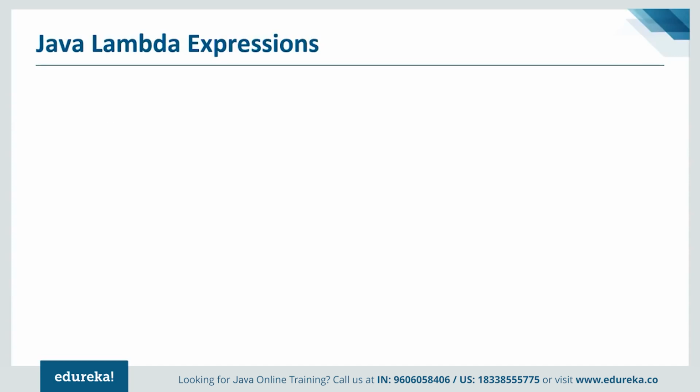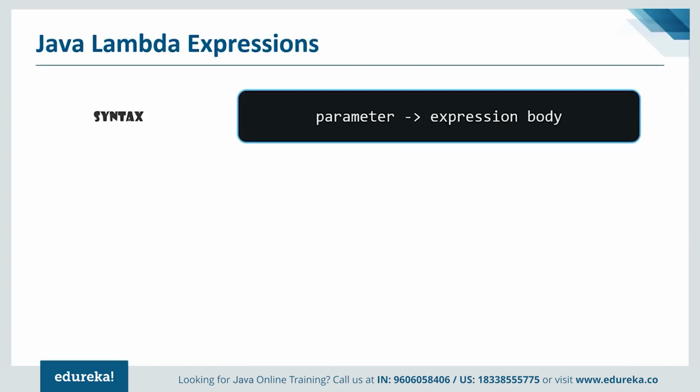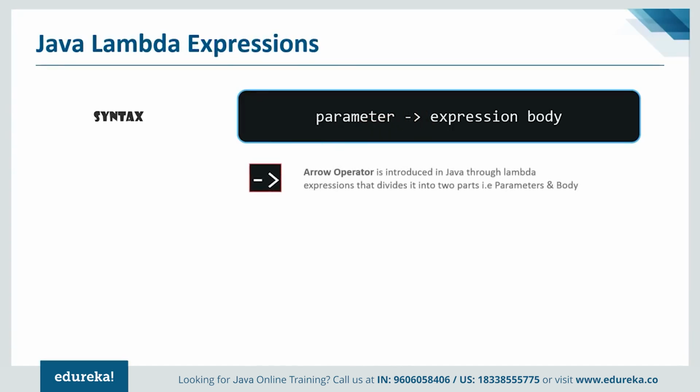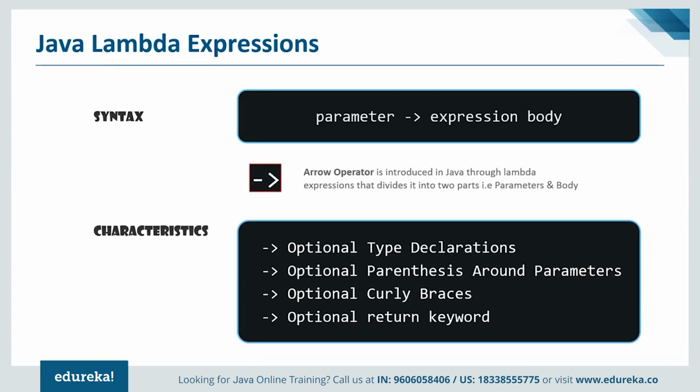Syntactically, when we are talking about lambda expressions, we have this arrow operator, right? We need to pass the parameters, write an arrow operator, and then write the body. So the arrow operator is introduced so that we can write a lambda expression. Type declarations, parentheses around parameters, curly braces, and the return keyword are all optional, right? If you want, you can use them with the lambda expressions.